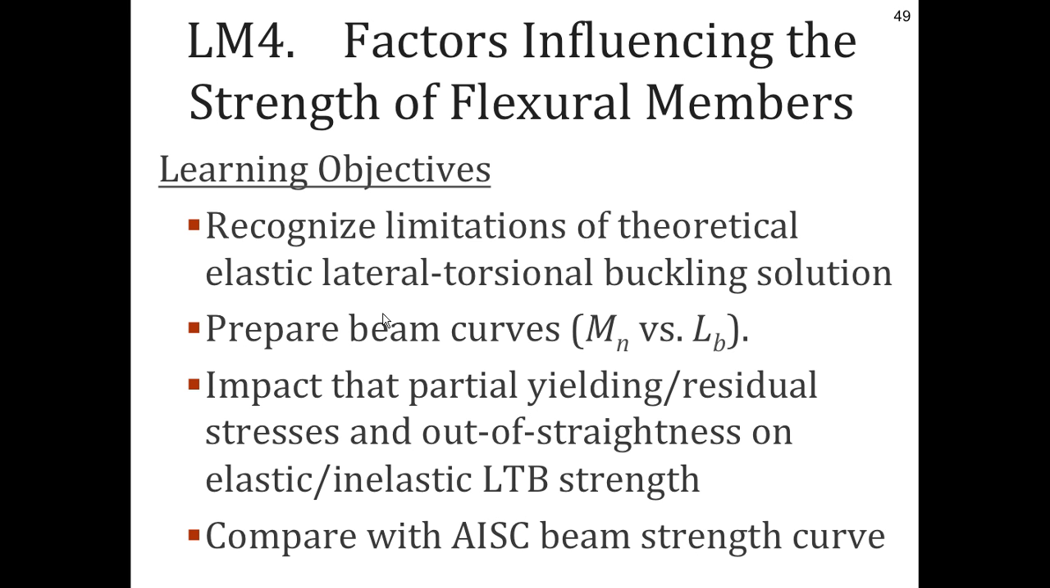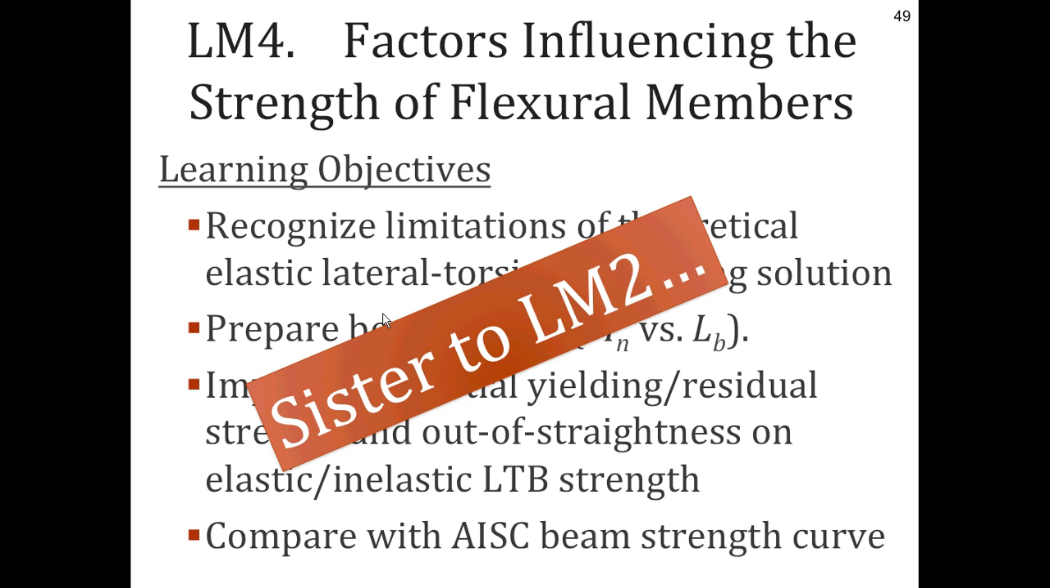Now, directly parallel to Learning Module 2, where we looked at factors influencing the strength of compression members, we can also generate beam curves and look at factors that influence the strength of flexural members. So now we're going to look at a whole bunch of beams of different lengths, and we'll look at their bending capacity as the unbraced length of the beam changes. Then we'll turn on and off factors like yielding or initial out-of-straightness, and we'll see how that influences the lateral torsional buckling strength. Of course, we know from Chapter F there's a beam curve, and we'll make a comparison there. This is, in fact, the sister to the second learning module.